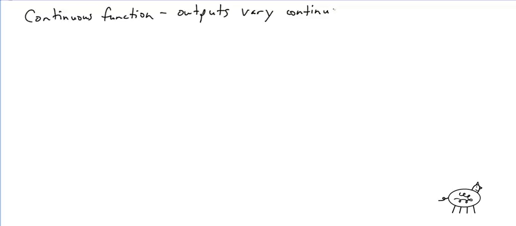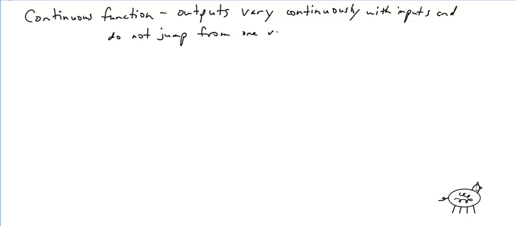Let's talk about continuity as a function. If I have a continuous function, basically outputs vary continuously with inputs and do not jump from one value to another without taking on values in between.